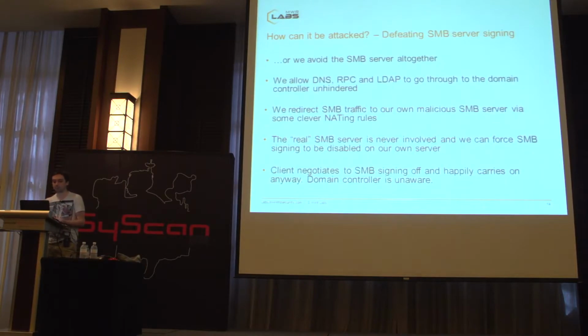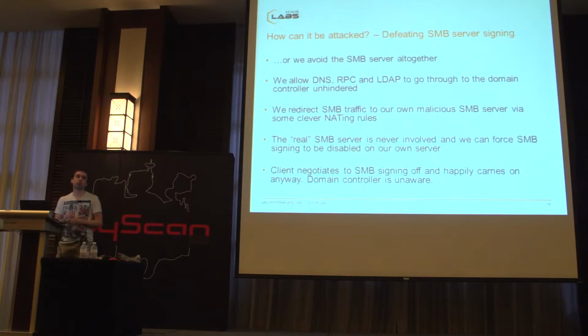So initially you might think, okay, we're out of luck, but that's not really the relevant point here. We don't have to involve the SMB server at all, really. It's going to live on the domain controller, but we don't necessarily need to involve it in that particular service. So what we could do is allow DNS traffic, RPC traffic and LDAP traffic to go through, all fine to the domain controller. This is assuming we're acting as a man in the middle here, for clarification. But then when it comes to the actual SMB traffic itself, we could redirect that specifically to our own malicious SMB server, perhaps using some NATing rules, for example.